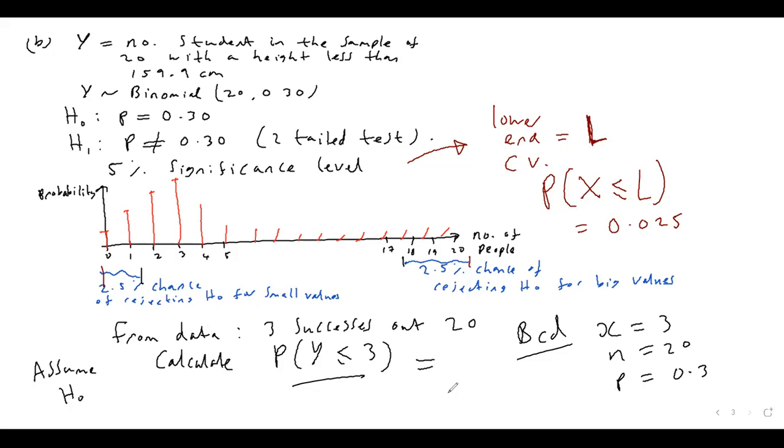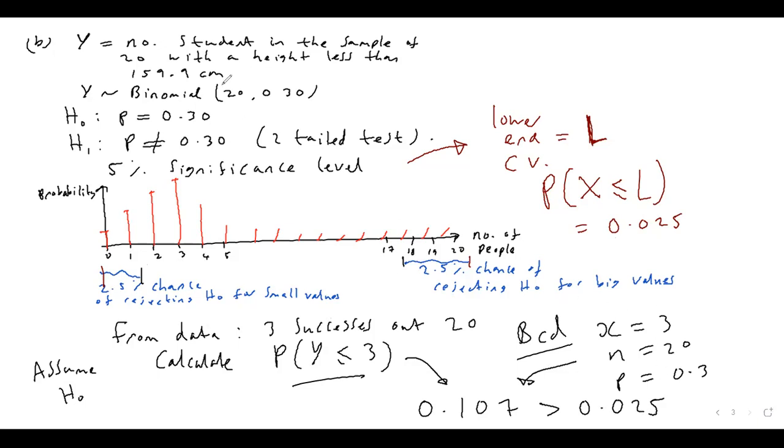So we get a probability equal to, so this probability here, let me just write the equal sign there. When we calculate using this data, we get a probability of 0.107. It's roughly 10%. So we've got a 10% chance of getting 3 or fewer successes. Now, this probability is bigger than the critical value probability here, the probability of rejecting H0 for low numbers of successes. So this is bigger than 0.025.